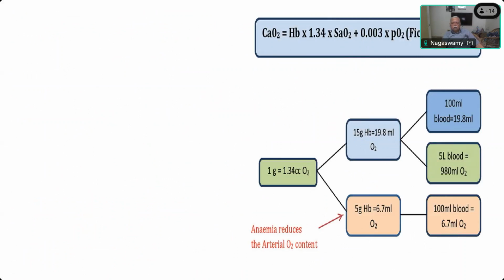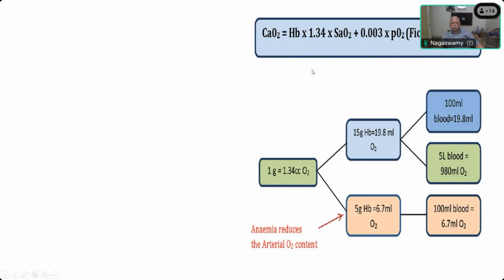So this is how anemia affects the patient, because it is decreasing the oxygen carrying capacity. Normally this question is also asked: what is the amount of oxygen carried by the blood? The formula all of you should remember: hemoglobin multiplied by 1.34 into saturation is the first part. The second part is the dissolved portion, 0.003 into oxygen tension.